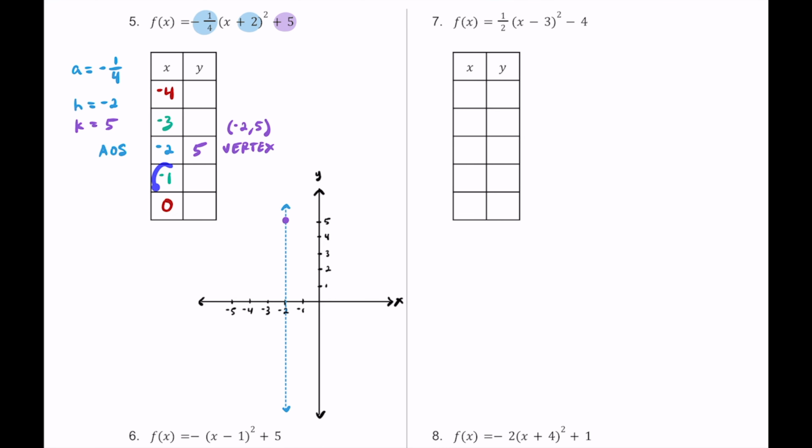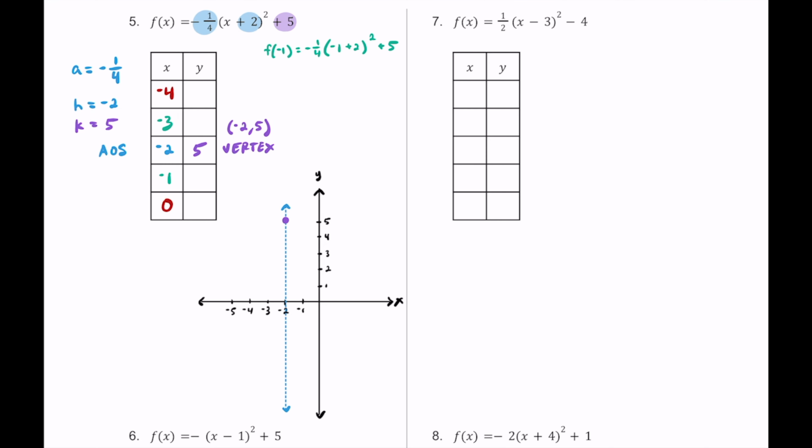Okay. Now between -1 and -3, choose one to plug in here. I'm going to go with -1, so I'm going to go ahead and do that work on the side. So if we do f of -1, that's going to be -1/4 multiplied by the quantity of -1 plus 2 squared plus 5.